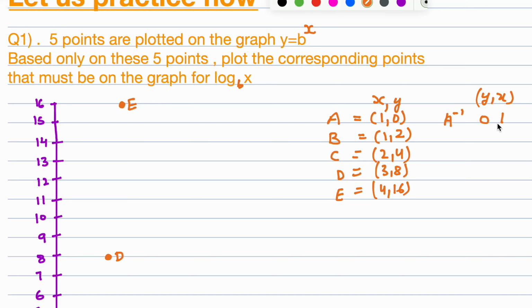So A inverse will be 0 and 1. B inverse will be 2 and 1. C inverse will be 4 and 2. See how I am interchanging the places. D inverse will be 8 and 3, and E inverse will be 16 and 4.